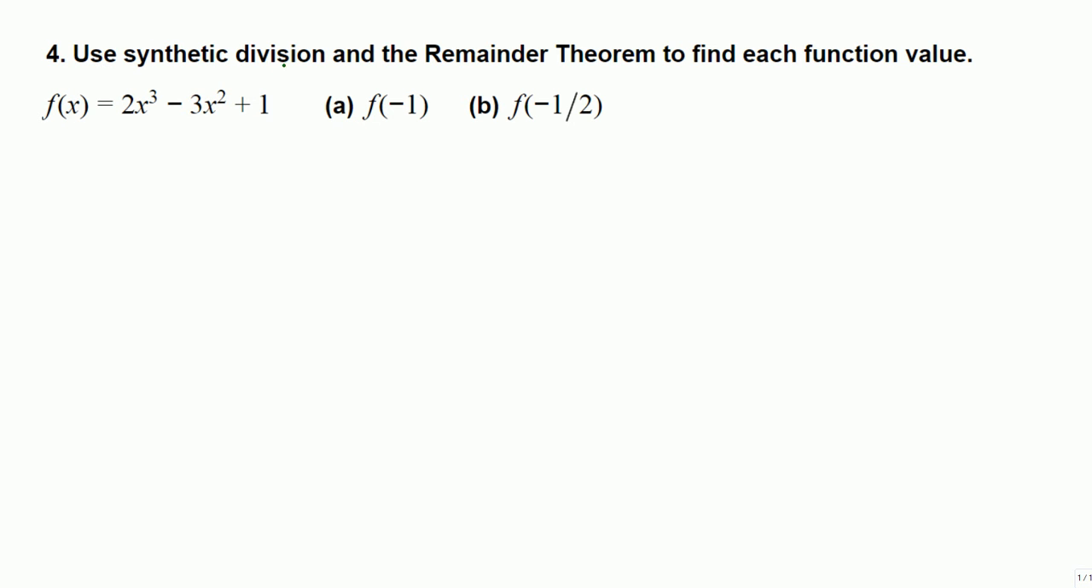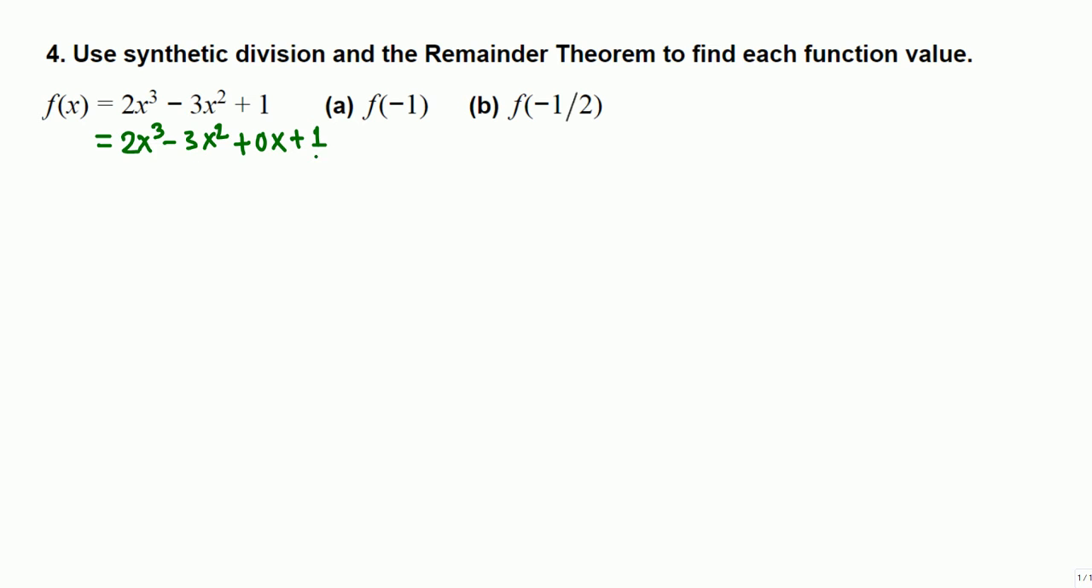Use synthetic division and the remainder theorem to find each function value. So we need to find f at -1 using synthetic division. Here's the function 2x cubed minus 3x squared, and the term with x is missing, so we can rewrite this function as 2x cubed minus 3x squared. There is no x term, so plus 0x plus 1.